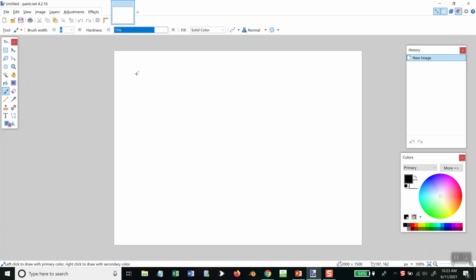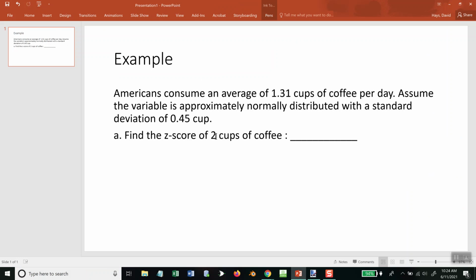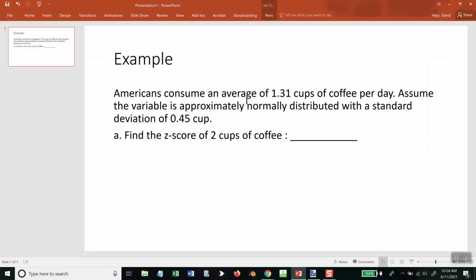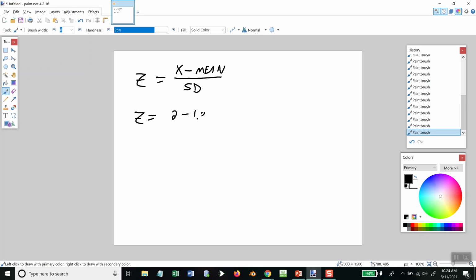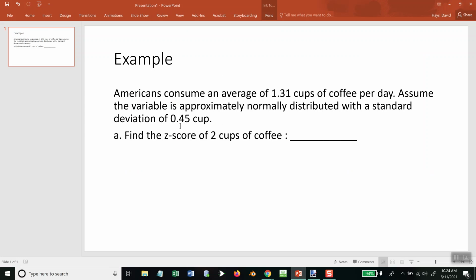The z-score formula is z is equal to x minus the mean over the standard deviation. And x would refer to what we're asking for down here. Find a z-score of 2 cups. So whenever it's asking, find a z-score of this, find a z-score of that, that's your x. And of course, mean will either say mean or average. This is average, 1.31 over standard deviation, which is 0.45.